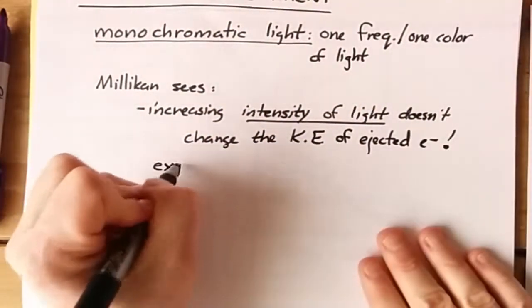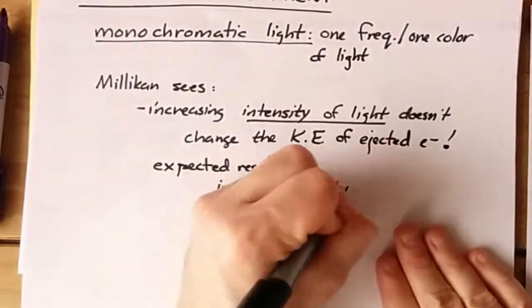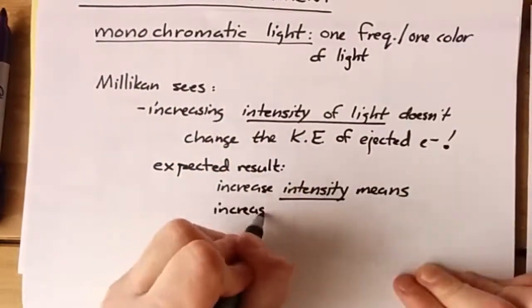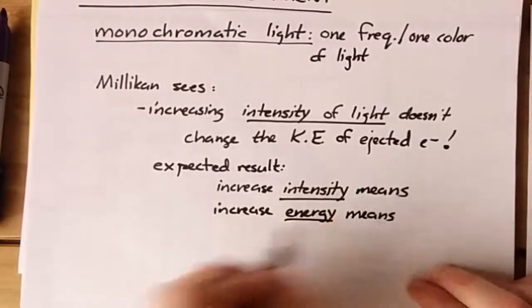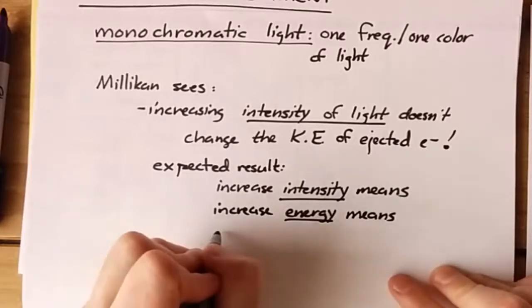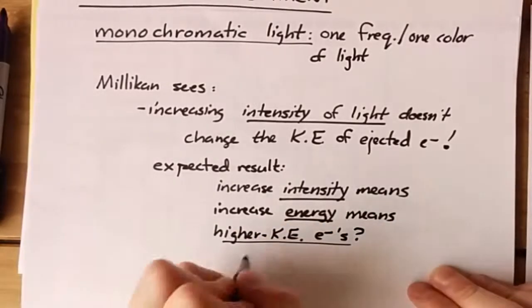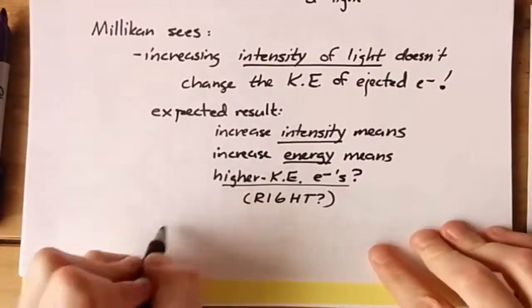You would expect that if you increase the intensity of light, which is just another way of saying you're sending in more light, well, if you're sending in more light, you're sending more energy into the plate. And if you send more energy into the plate, wouldn't you expect more kinetic energy in those escaping electrons? But they didn't see that.